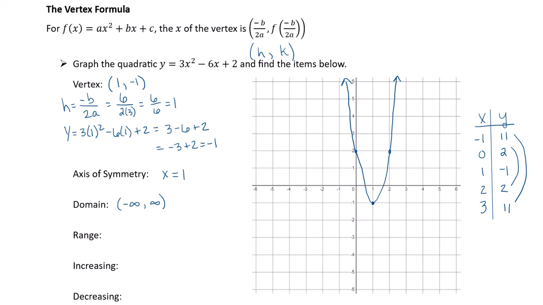So it looks like our range is starting at -1 inclusive and going to positive infinity. We're increasing from 1 to positive infinity, and we're decreasing from -infinity to 1. Remember, these are described in terms of x, and remember that these are open intervals. We do not include the endpoints on those.